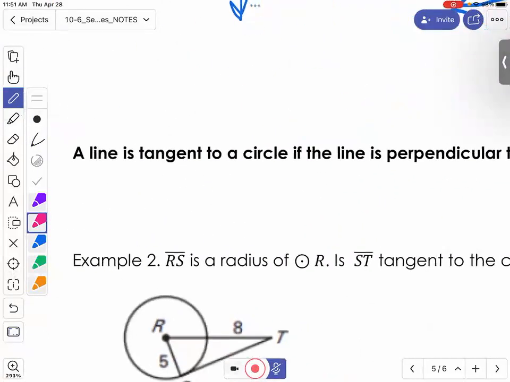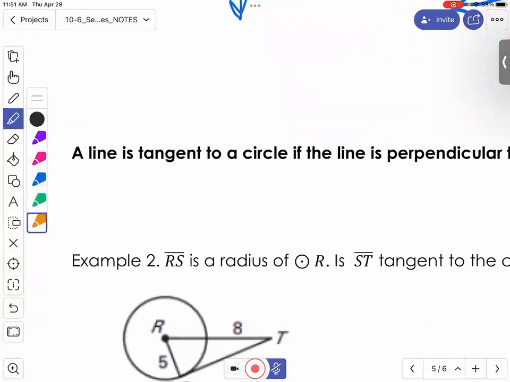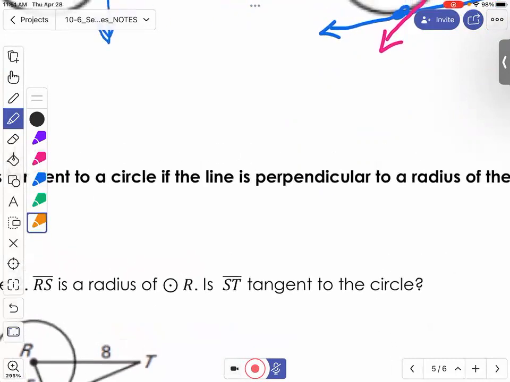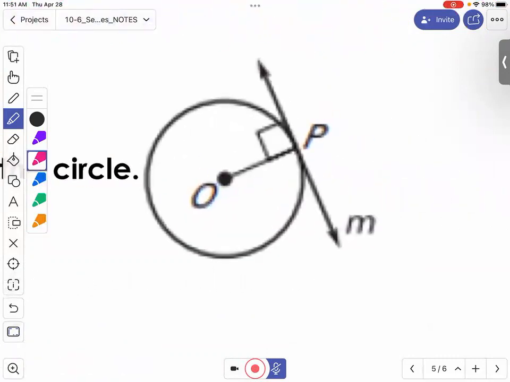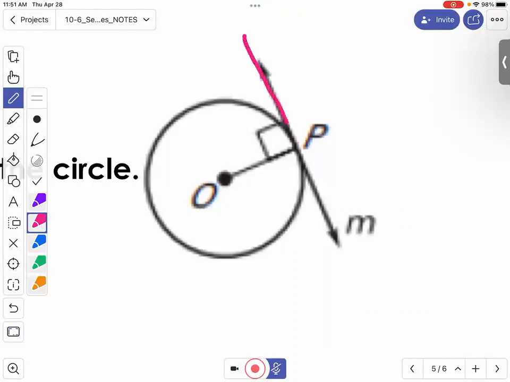Now let's look at some of our tangent properties. The property says a line is tangent to a circle if the line is perpendicular to the radius. So this line that's possibly tangent is only tangent if it is perpendicular to the radius of that circle. And it goes the opposite way: if my radius is perpendicular to the line, then that line must be a tangent line. So it goes both directions.